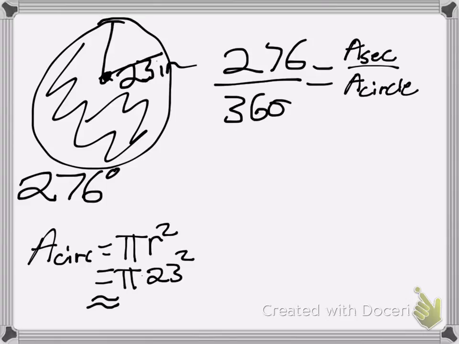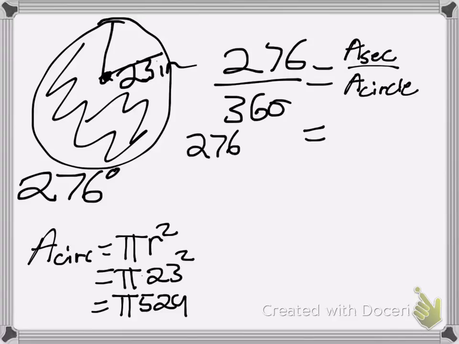Actually, well, here, let's not do that. I'll wait a second to approximate it. I can approximate it right here, but instead I'll just leave it as pi times 529, and I'll approximate later. Okay, now I know that area of a circle. I'm going to multiply both sides by that, and I'm going to get, hey, 276 over 360 times that 529 pi is equal to the area of the sector.